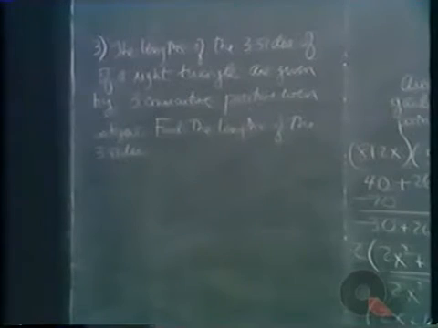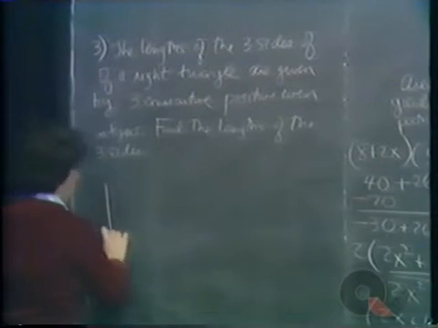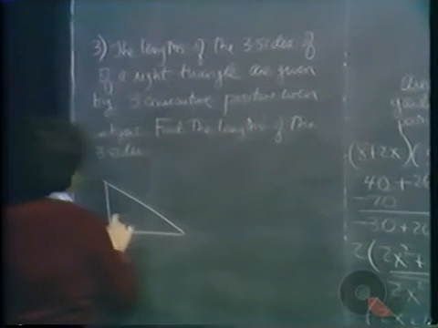All right, the third problem on our sheet reads the following. The lengths of the three sides of a right triangle are given by three consecutive positive even integers. Find the lengths of the sides. It's a right triangle.